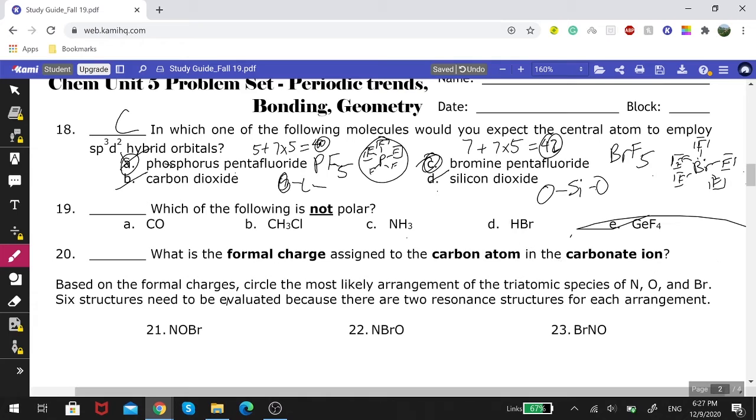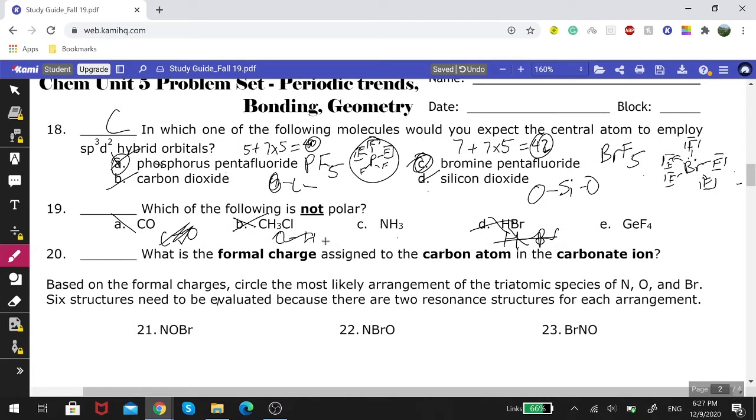Now, which of these is not polar? So nonpolar. The rule for nonpolar is that if it doesn't have a central atom, it has to be symmetrical. If it does have a central atom, everything around it has to be equal without any lone pairs. So CO is not symmetrical whatsoever, so CO is out. And HBr is not symmetrical, so this is out. Now we're left with CH3Cl. This is already out, obviously. So now we're left with NH3 and GeF4.